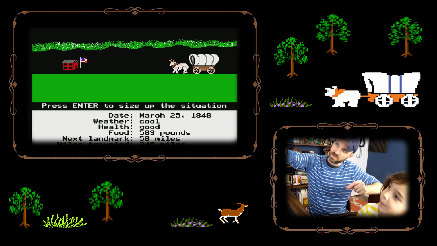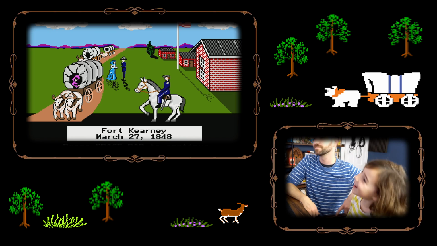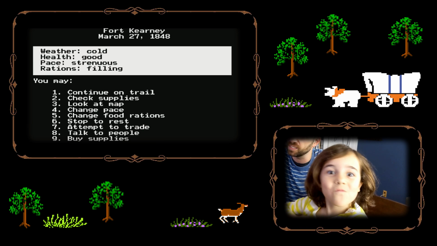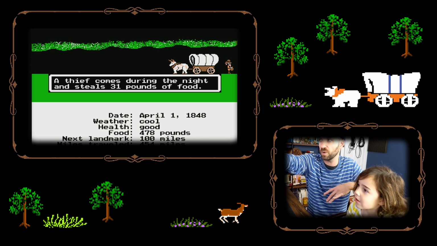Going to the fort. There's a fort. Would you like to look around? Yeah. The weather is still cold. The health is still good. Pace is strenuous. Rations are filling. A thief comes during the night and steals 31 pounds of food. See?